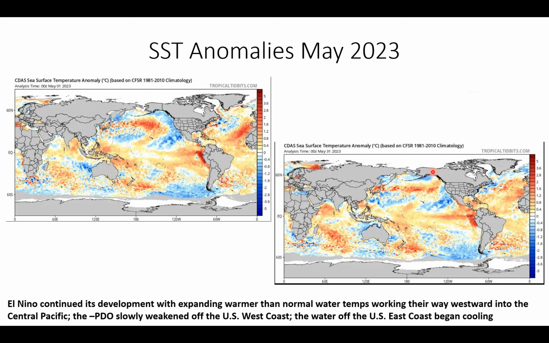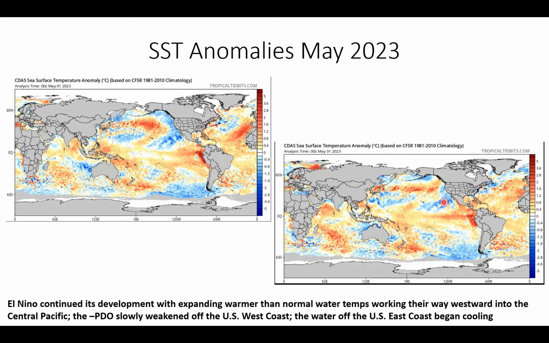Let's look at the sea surface temperature anomalies for May 2023. Up here in the upper left is from May 1st of 2023. And the big thing here, as you'll notice from the May 1st graphic in the upper left to the May 31st graphic in the bottom right, is El Nino continuing its development, with expanding warmer than normal waters working their way westward, initially starting off at the beginning of May right here off the coast of South America. And by the end of the month, you start seeing the stripe of orange coloring working westward, indicating warmer than normal waters working their way towards the Central Pacific.